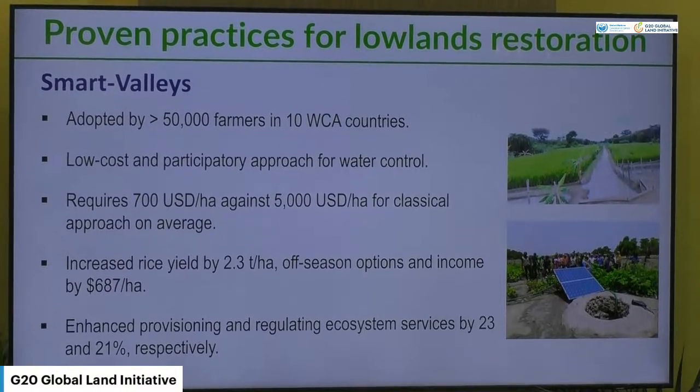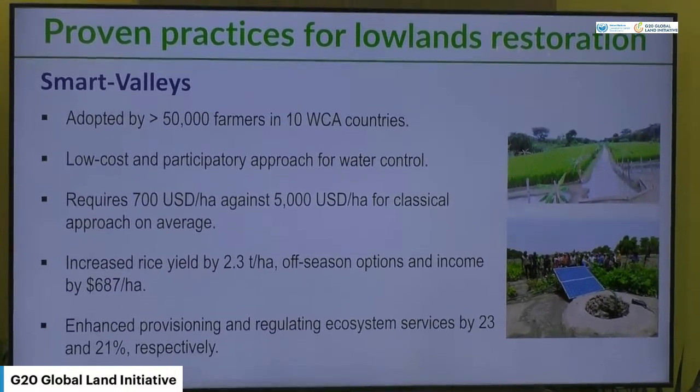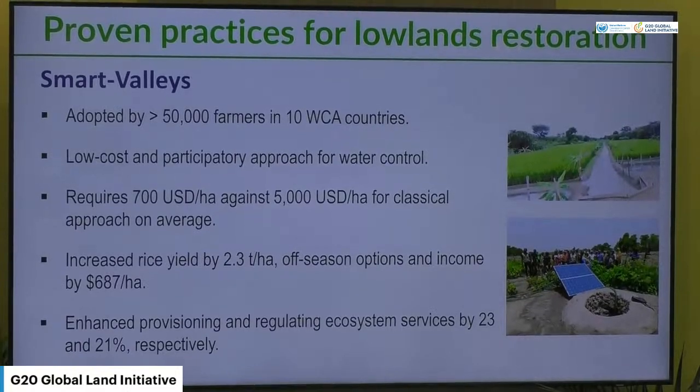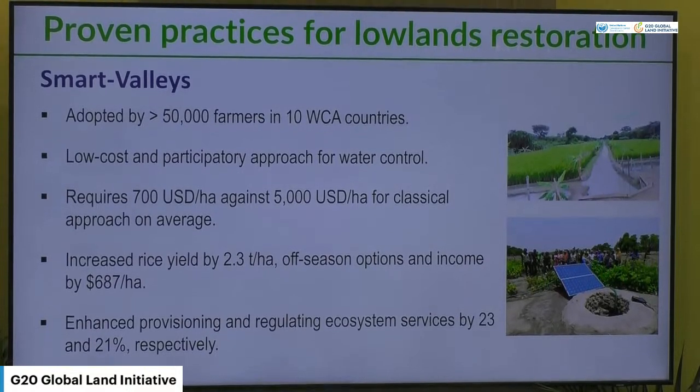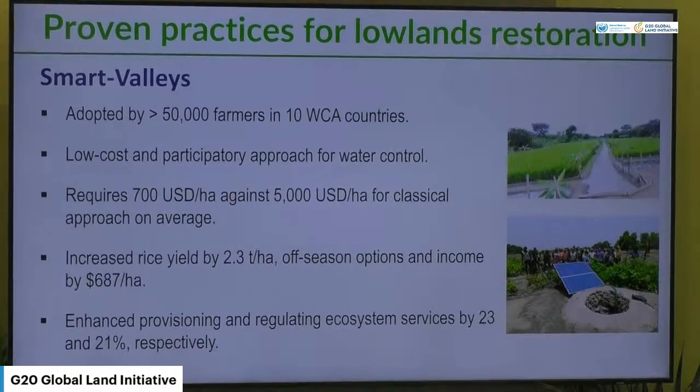Something that is also important with the Smart Valleys approach is that it contributes to enhance the provisioning and regulating ecosystem services provided by lowland, particularly in terms of drought and flood regulation, but also in terms of soil erosion control.